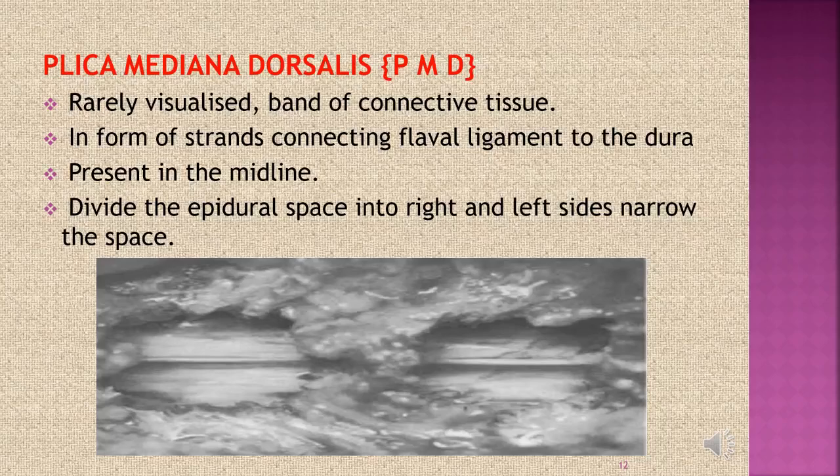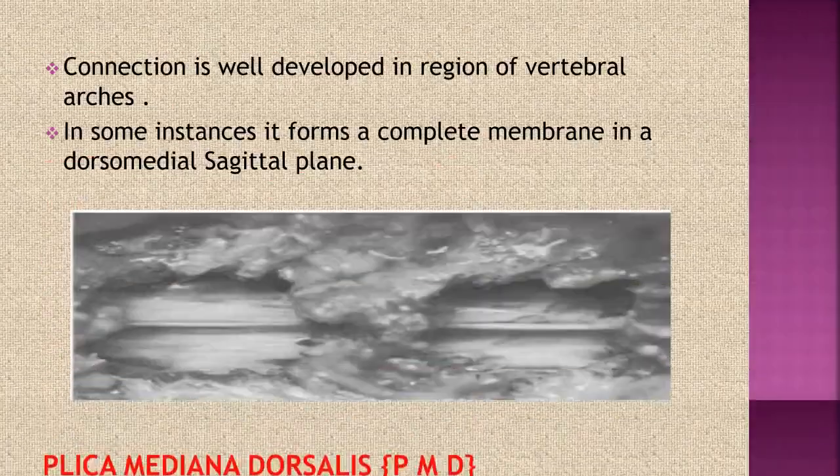It is known as plica mediana dorsalis. It is present in the form of strands which connect the ligamentum flavum to the dura. If it is present, it is in the midline, and it divides the epidural space into right and left sides, thus it narrows the space.